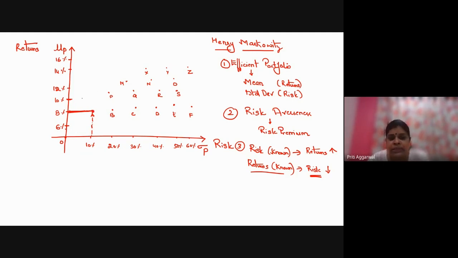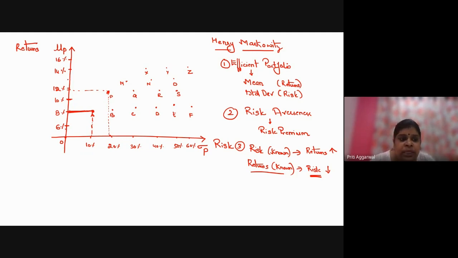Similarly, let's say for 12% returns, I have P, Q, R, and S, right? And here for a 12% return, 20% is the minimum variance or minimum risk level which is available. So I will select P.